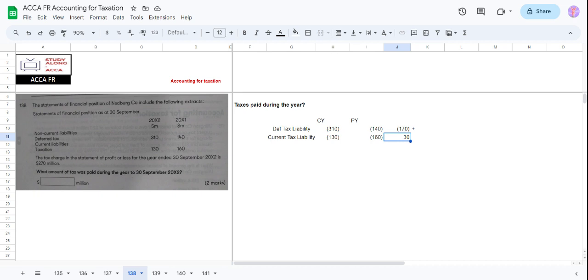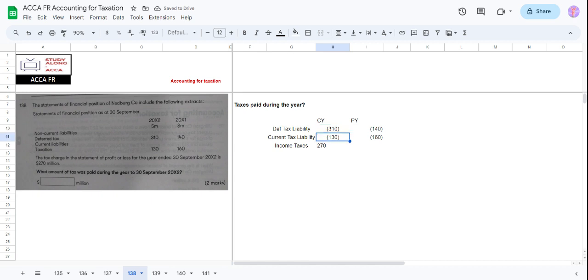No other information. The tax charge in the statement of profit or loss is 270 million. So income taxes for the current year is 270 million. It is asking how much we paid. So if we see this tax account in T form, or we can see it as a math also. Let's leave all of this.